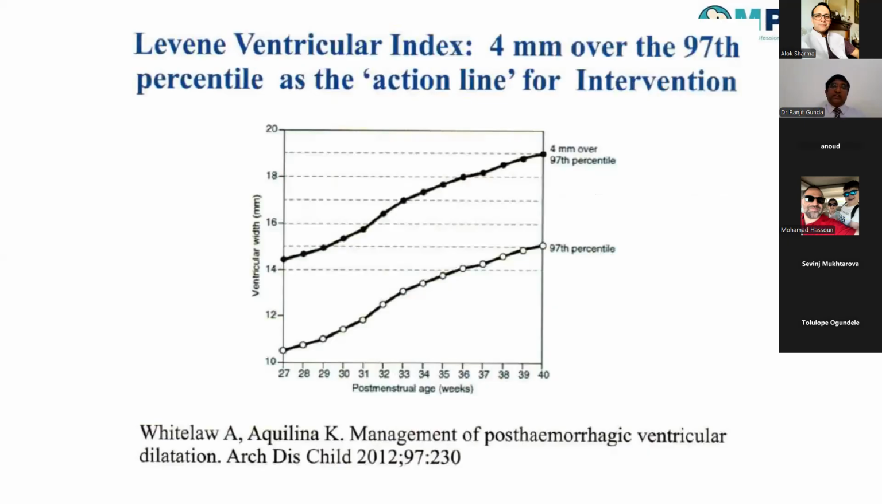So then again, when we measure and plot on these nomogram charts, the main clinical question that comes to us is when to intervene and what to do. If it is 4 millimeters above the 97th centile, so anything from 14 to 15 up to 19 in the term baby, this is the 97th centile. This is 4 millimeters above the 97th centile. This is the cutoff for intervention. So if the ventricular index crosses this line, we need to start some intervention to relieve the pressure effect from the ventricles onto the brain parenchyma.